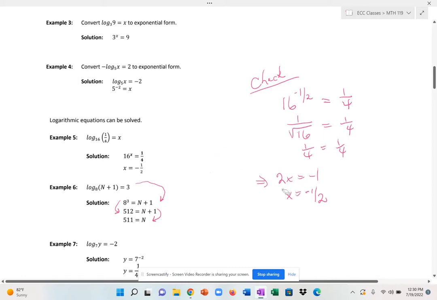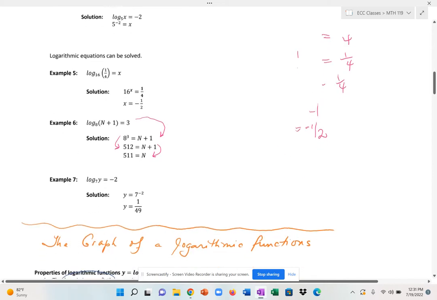Number 7, I have log base 7 of y equals -2. Again, I need to solve for y. So rewriting this in exponential form, this will be y equals 7 to the -2. Remember, negative exponents mean you take the reciprocal of the base and then square it. So your y is equal to 1 over 49.